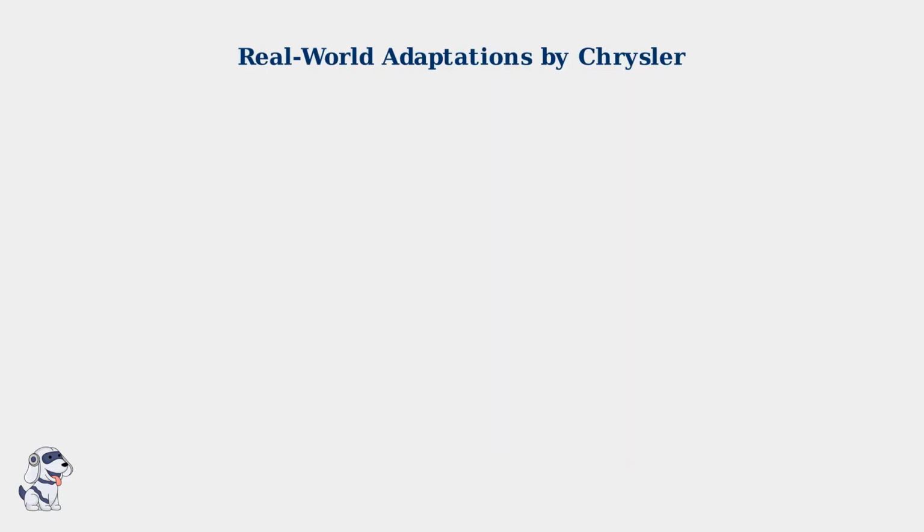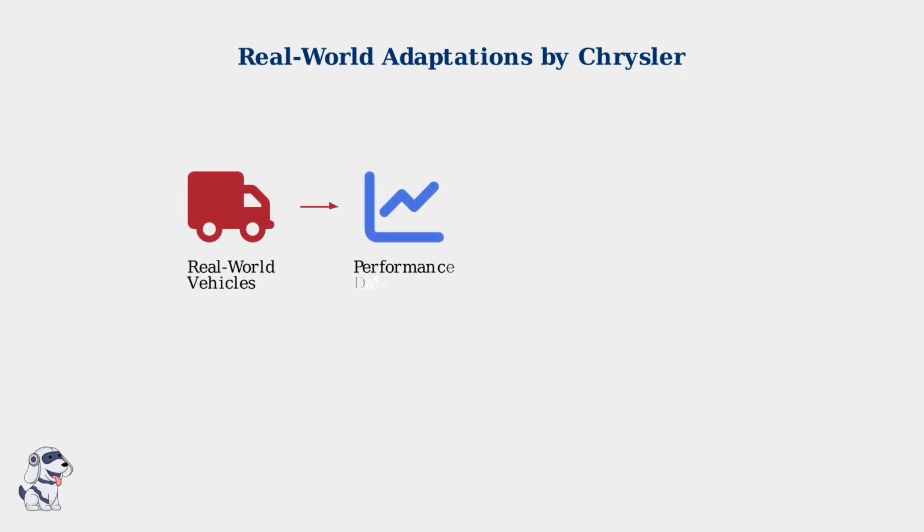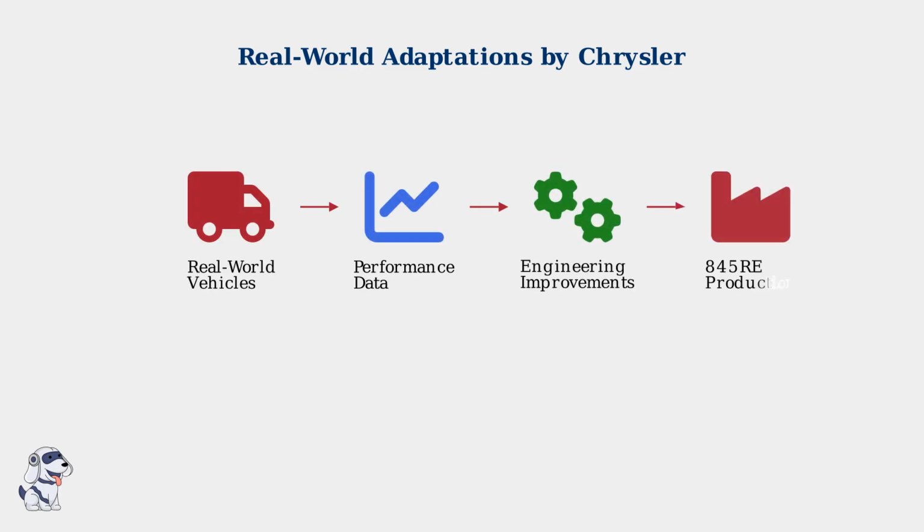Chrysler doesn't simply copy the ZF design. Instead, they actively adapt and improve the 845RE transmission based on real-world feedback from millions of vehicles on the road. The process begins with real-world vehicles collecting performance data. This data flows back to Chrysler's engineering teams, who analyze it to identify areas for improvement.